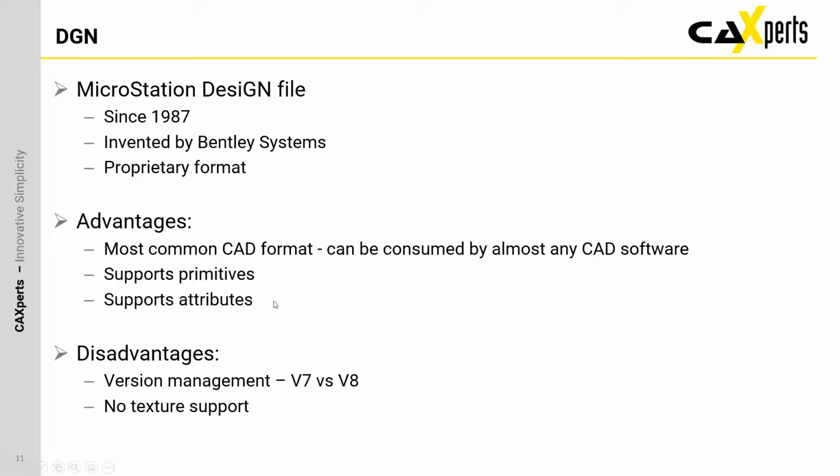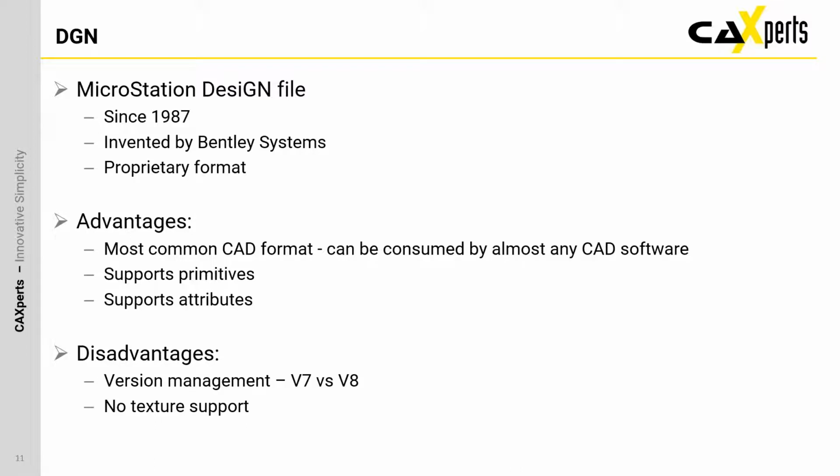So okay, this is not completely correct. The DGN file does not support the attributes, but the DRV file that you can have with the DGN file, this one can hold the attributes. The disadvantages here are, again, version management, so Microstation version 7 versus version 8, and they are not very compatible with each other. And the other thing is that there is no real support for textures.